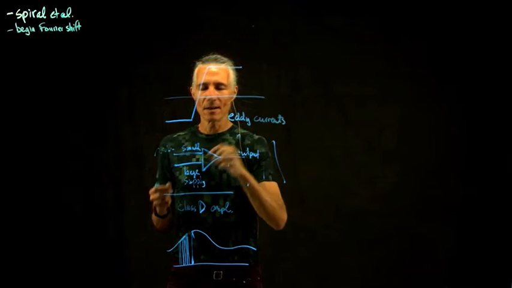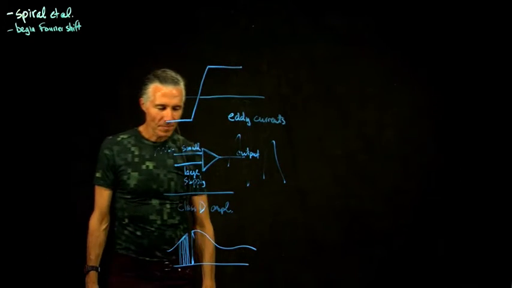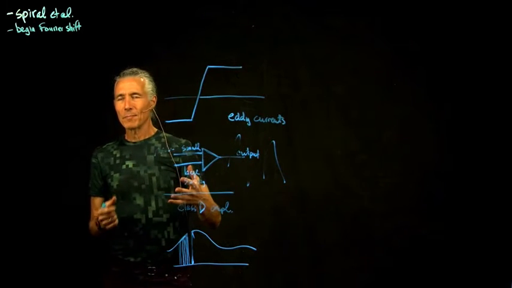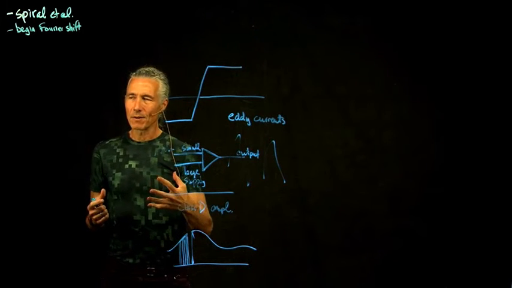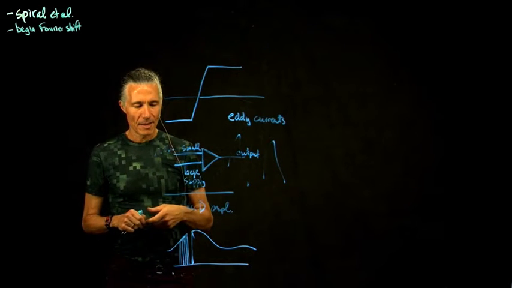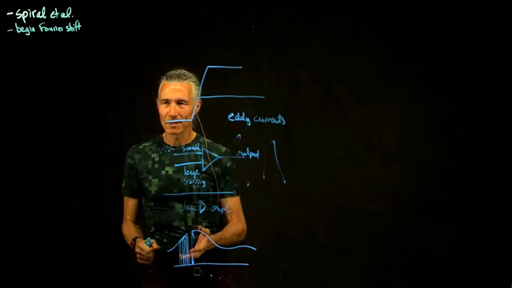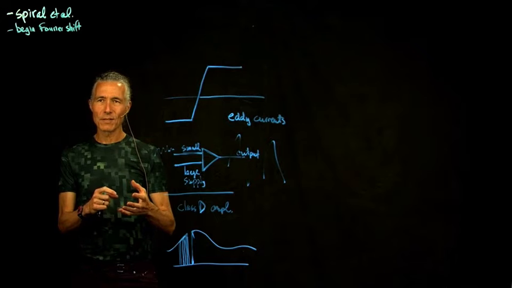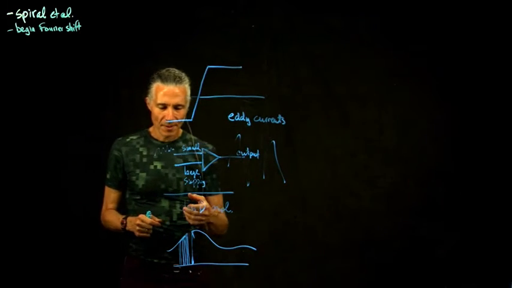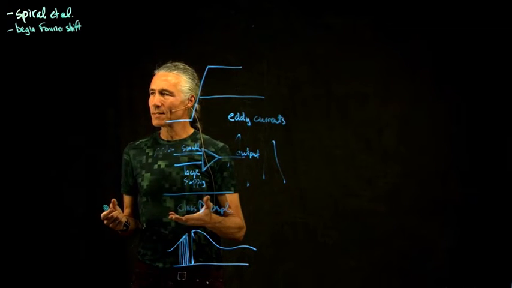And eddy currents, an eddy is like a little whirlpool. Basically, if you rapidly change the magnetic field and you've got some metal in there, you can induce currents in the metal. And those currents can then generate a magnetic field. When they generate a magnetic field, it will have a tendency to oppose the magnetic field that is already there from, for instance, the B0.